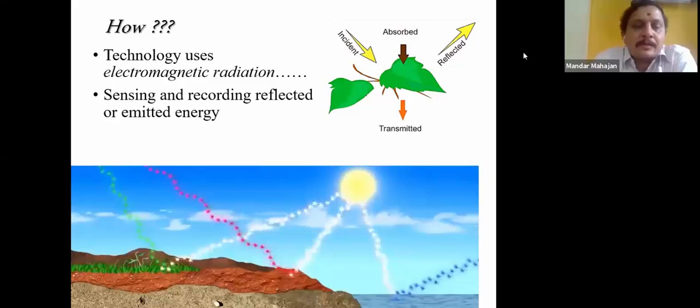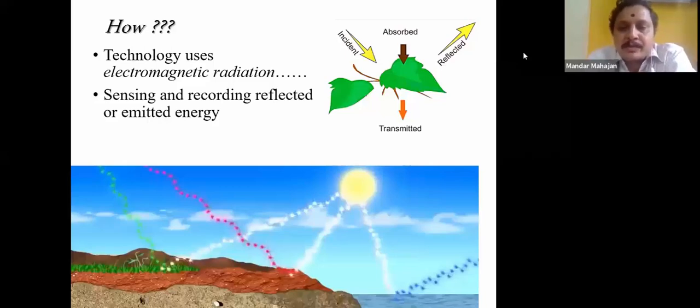So here, how is it possible to sense any kind of data? Here we can see a very simple example: a source of energy such as the sun, which sends incident light rays. These sun rays are in the form of electromagnetic radiation. Some of the energy gets absorbed, some of the energy gets reflected from the leaf, and some may get transmitted.